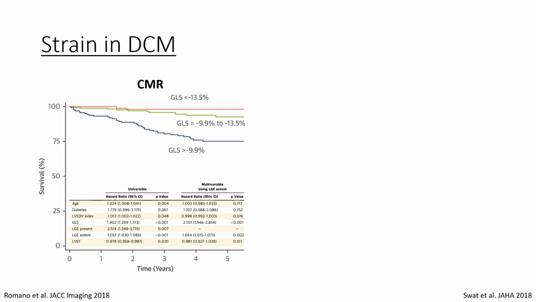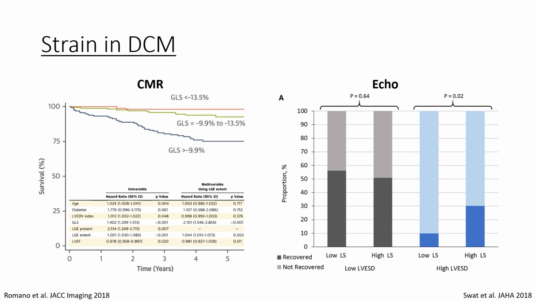Things like ejection fraction and LV size, LV end-diastolic volume index in this case, are not at all predictive. In the echo literature, one study here by Swat et al. looked at strain low versus high in patients with dilated cardiomyopathies and found that the chances of reverse remodeling or recovery of LV systolic function were substantially reduced, only 10%, in patients that had reduced strain at baseline, whereas those that had better strain at baseline had a threefold increase in likelihood of reverse remodeling.